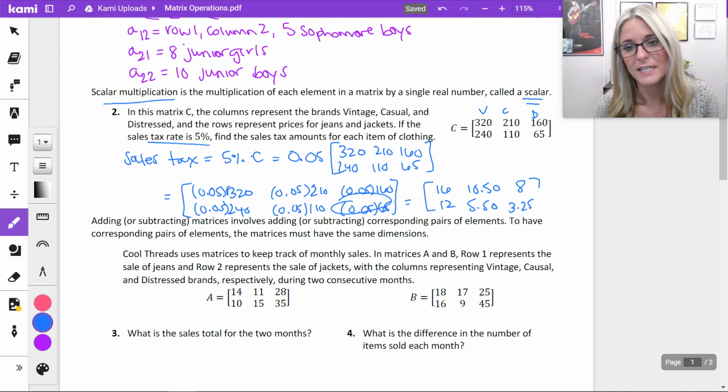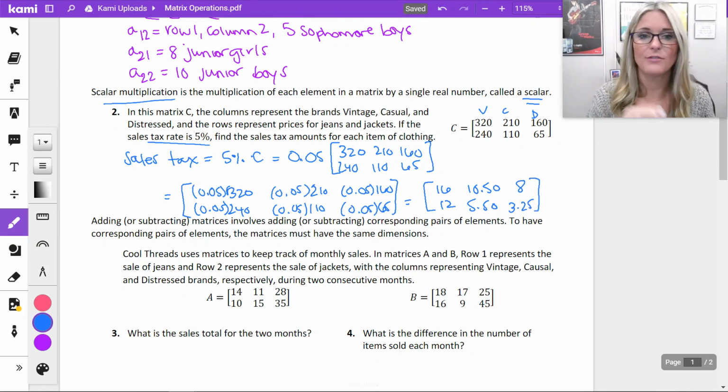So that would be the sales tax for each of these jeans and jackets from the brands vintage, casual, and distressed when the sales tax rate is 5%. So just scalar multiplication: multiply the number by every element to change your matrix.